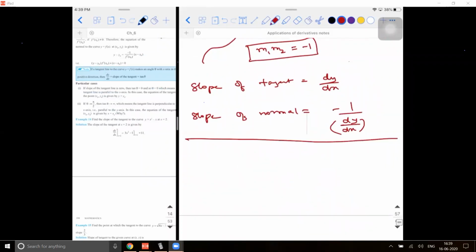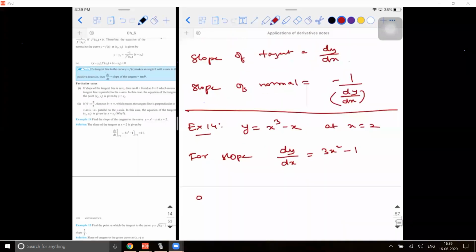Observe. Example 14: find the slope of the tangent to the curve y is equal to x cube minus x at x is equal to 2. How to proceed? They're asking for the slope of the tangent to the curve. So for slope, you need to first differentiate on both sides. So differentiating, you get dy by dx is equal to 3x square minus 1. So what is the value of dy by dx at x is equal to 2?